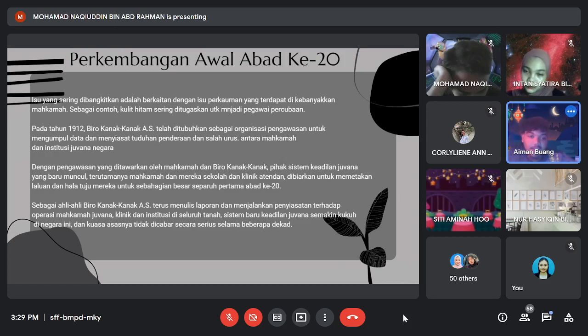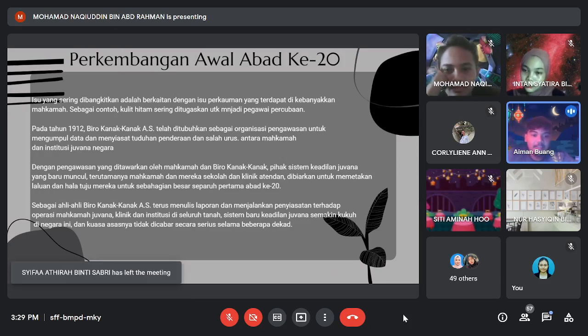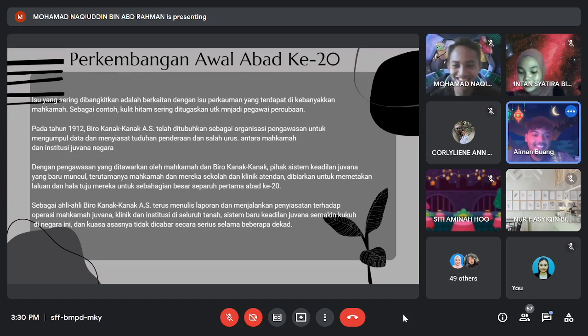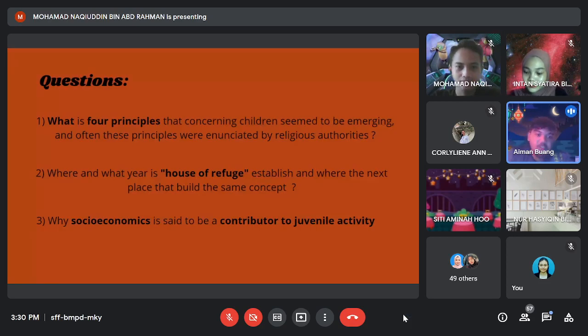Kalau ikutkan pembentangan untuk second session ni is quite boring lah, sebab dia more kepada history of juvenile justice system. So I and my group mate just cerita je lah berkaitan dengan perkembangannya daripada abad ke-19 dan abad ke-20. Macam itu. Ada lagi ke? Sudah je. So that's all for today.